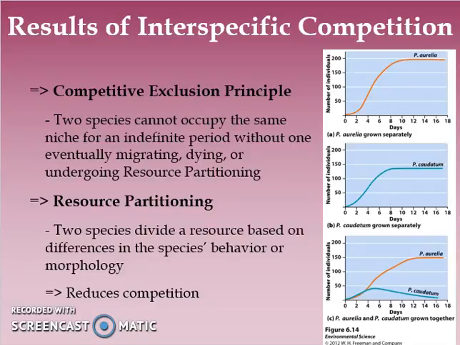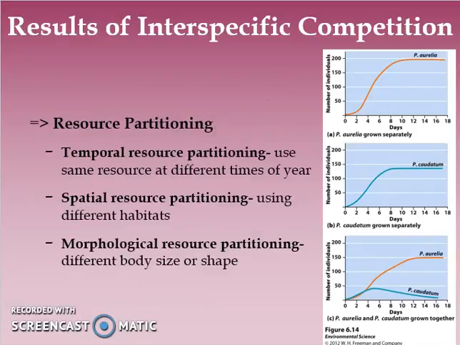Okay, so in resource partitioning, the organisms figure out how to share the resource. There's basically three ways you can share a resource. You can do temporal resource partitioning, which means using it at a different time of the year or time of the day. So one of you becomes nocturnal and one of you is diurnal. So one of you is active at night, one of you is active during the day.